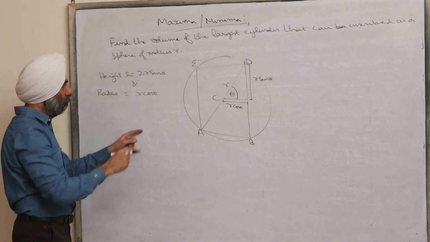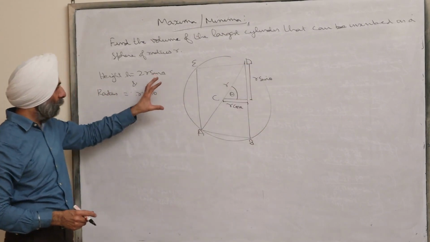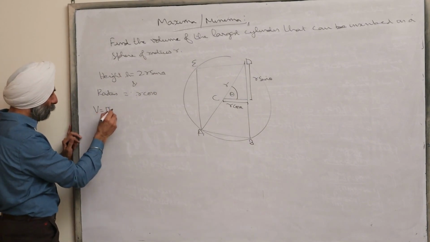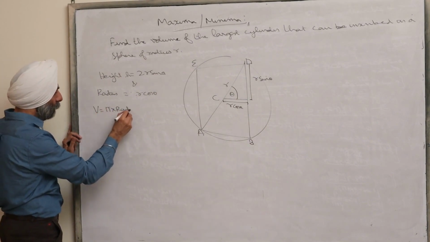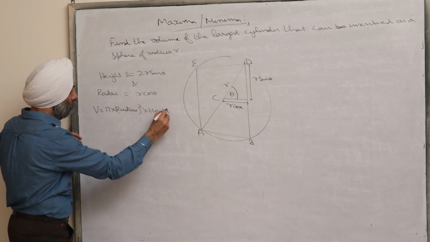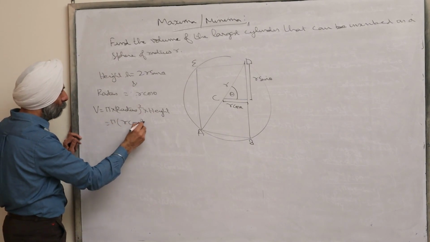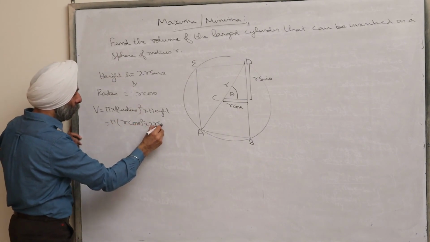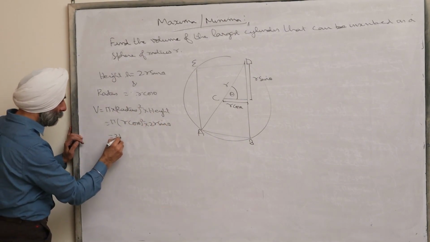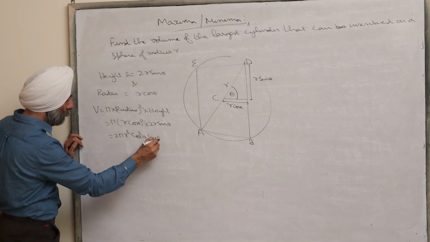Sorry, radius is equal to r cos theta. This is the radius of the cylinder. 2r sin theta is the height of the cylinder. Now the volume of a cylinder is pi times radius squared times height. So it is pi into (r cos theta) squared into height, which is 2r sin theta. Can I write this as 2 pi r cubed into cos squared theta into sin theta?